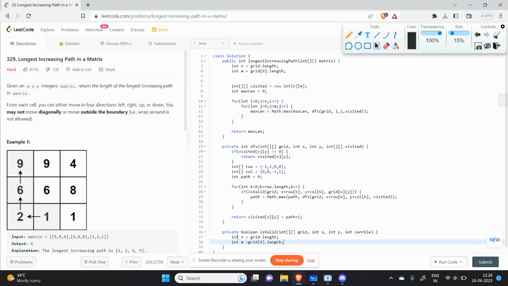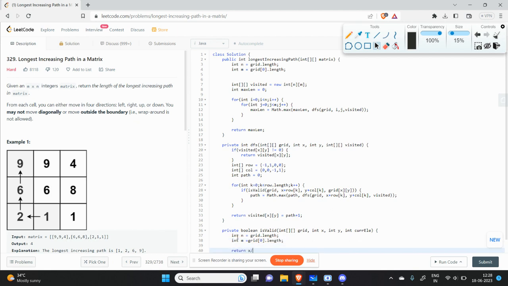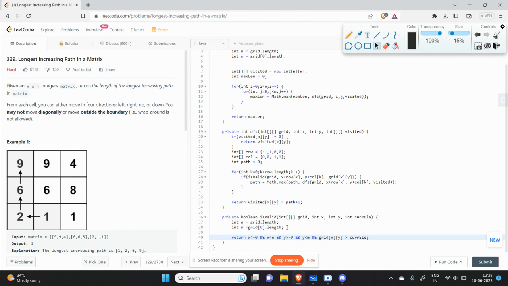I'm just calculating n and m, and after that we should just have the standard check for the boundary. So x should be greater than or equal to 0, it should be less than n, y should be greater than or equal to 0, and y should be less than m. And the current grid value, that is at x and y, must be greater than the current element. If it is satisfying, then it's a valid cell. We are in the range. Go and try for all the possible paths we could have. Take the max of that one and store that information. So this plus one is just for considering the current cell.